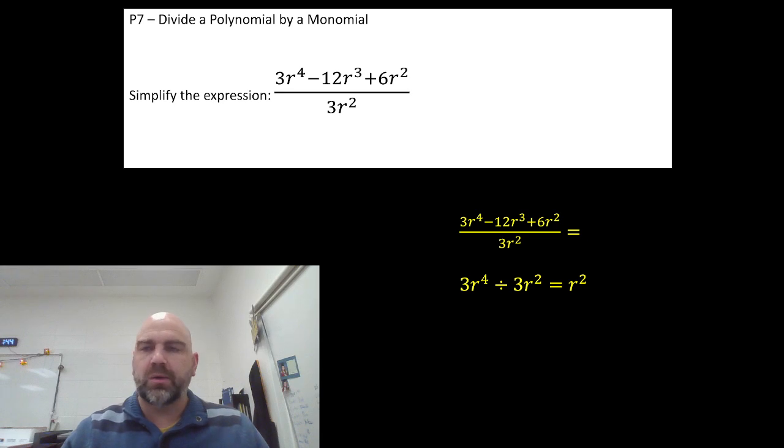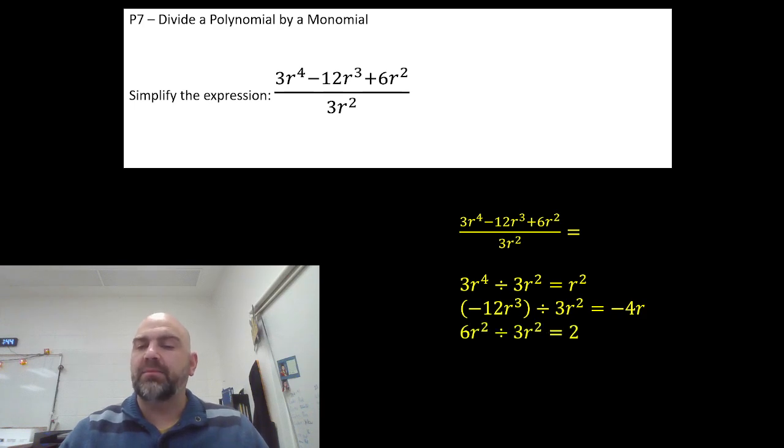Okay, 1r² or just r². Negative 12 divided by 3 is negative 4, and we're left with a single r because 3 minus 2 is 1. And finally, 6 divided by 3 is 2, and there are no r's remaining because they cancel out. 2 minus 2 is 0, so that cancels itself out, and we're left with r² minus 4r plus 2.